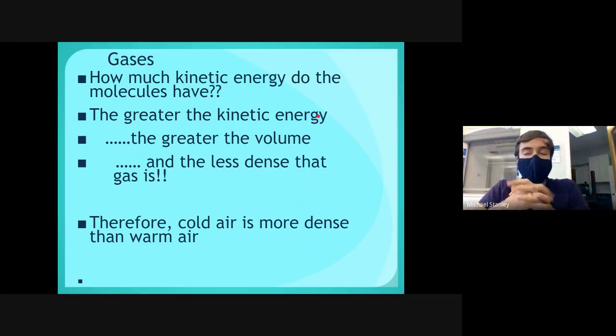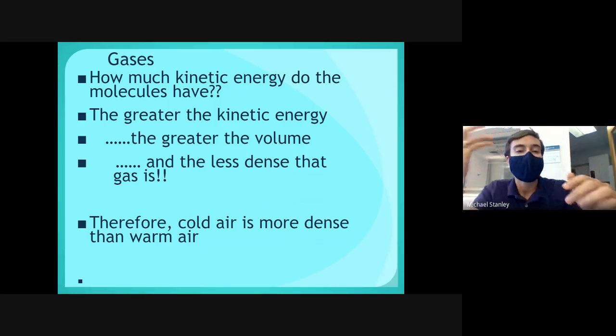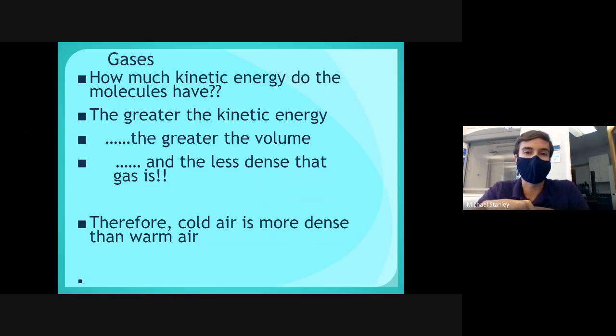So up next, I'm going to go over just some basic ideas of how density works in different substances. With gases, gases still have density, even though we think of them as lighter than air and invisible to us. They still have density.